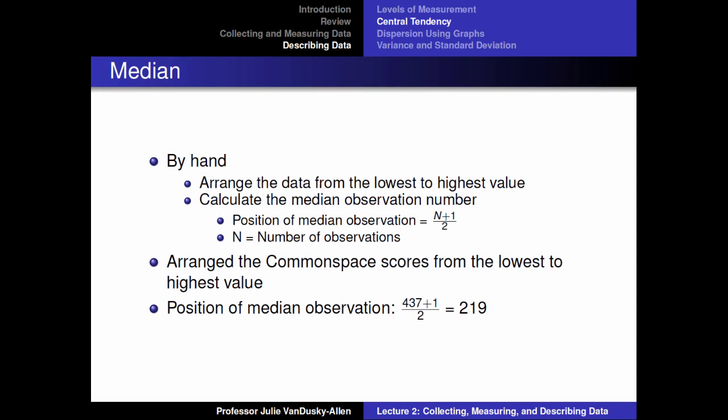In order to find the median by hand, we arrange the data from the lowest to highest value. Then we calculate the median observation number. The position of the median is the number of observations plus 1, and that value divided by 2.